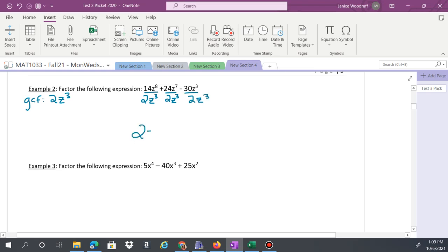So we put the GCF in the front, start a parentheses, then we do 14 divided by 2, 7. Z to the 8 minus 3 will give you a z to the 5th. Then 24 divided by 2 gives us a positive 12. Z to the 7 minus 3, z to the 4th. Negative 30 divided by 2 will give us a negative 15. And then the z cubes cancel out. So there's our answer for example 2.